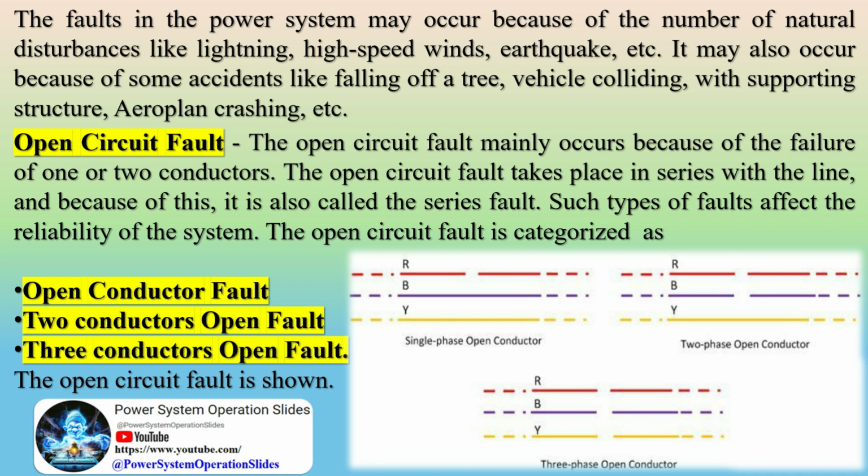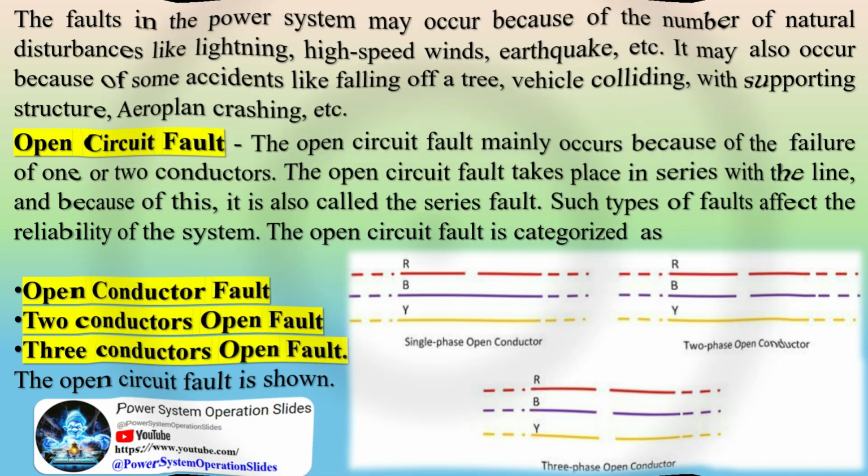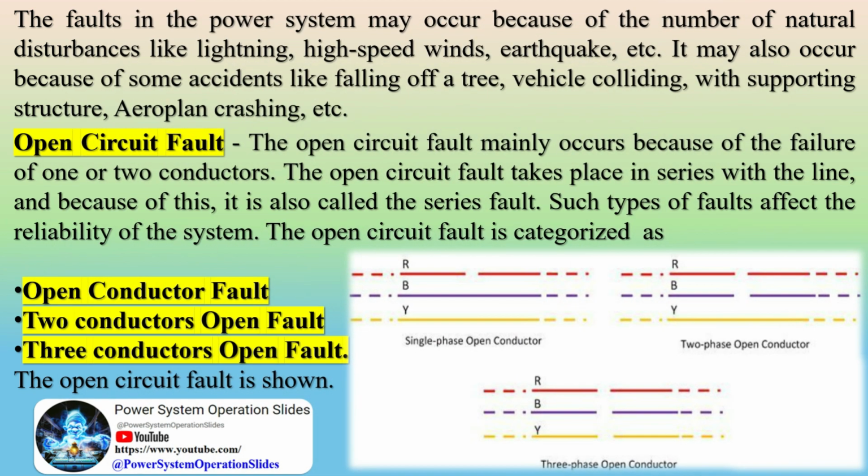Open circuit fault. The open circuit fault mainly occurs because of the failure of one or two conductors. The open circuit fault takes place in series with the line, and because of this, it is also called the series fault. Such types of faults affect the reliability of the system. The open circuit fault is categorized as open conductor fault, 2 conductors open fault, 3 conductors open fault. The open circuit fault is shown in figure.